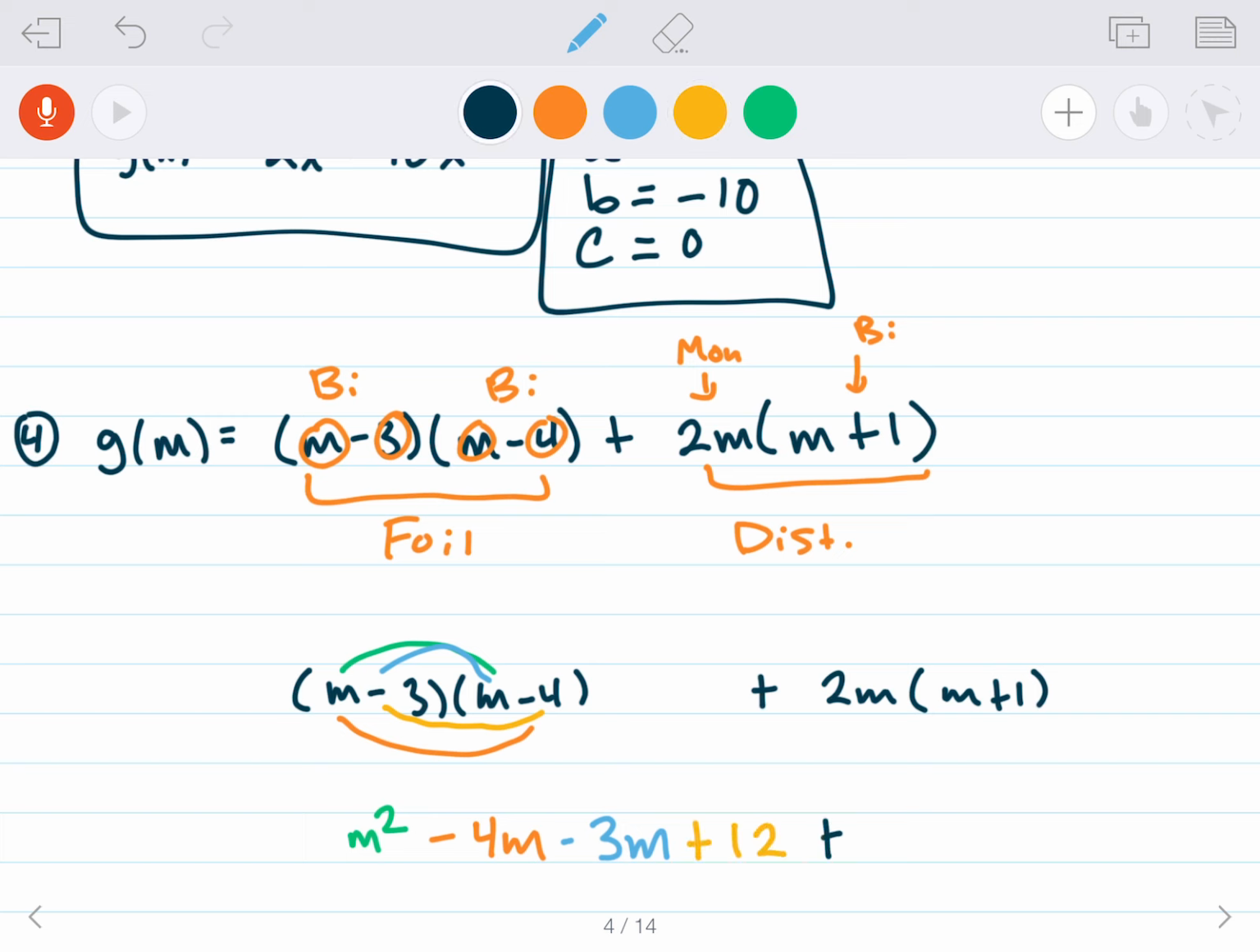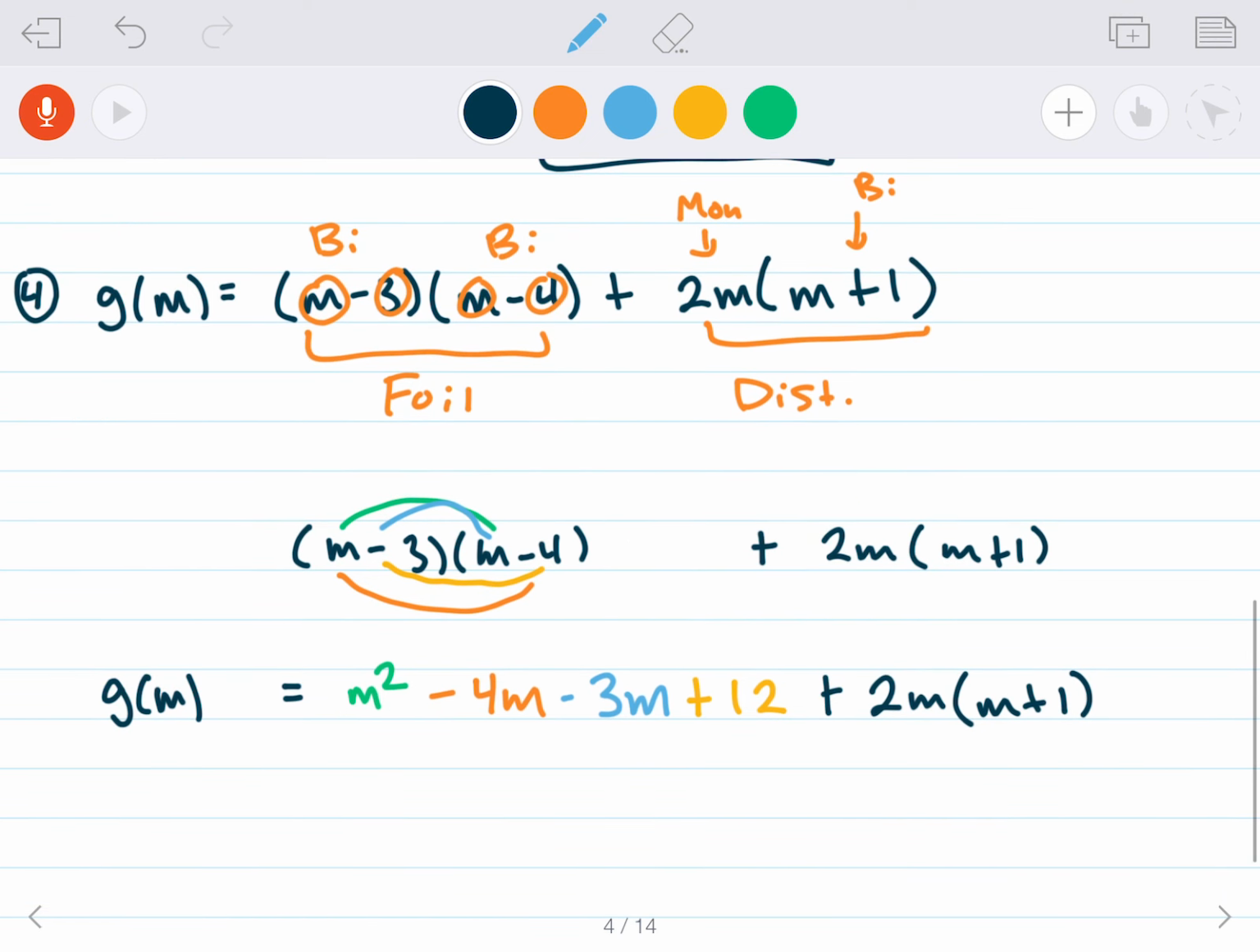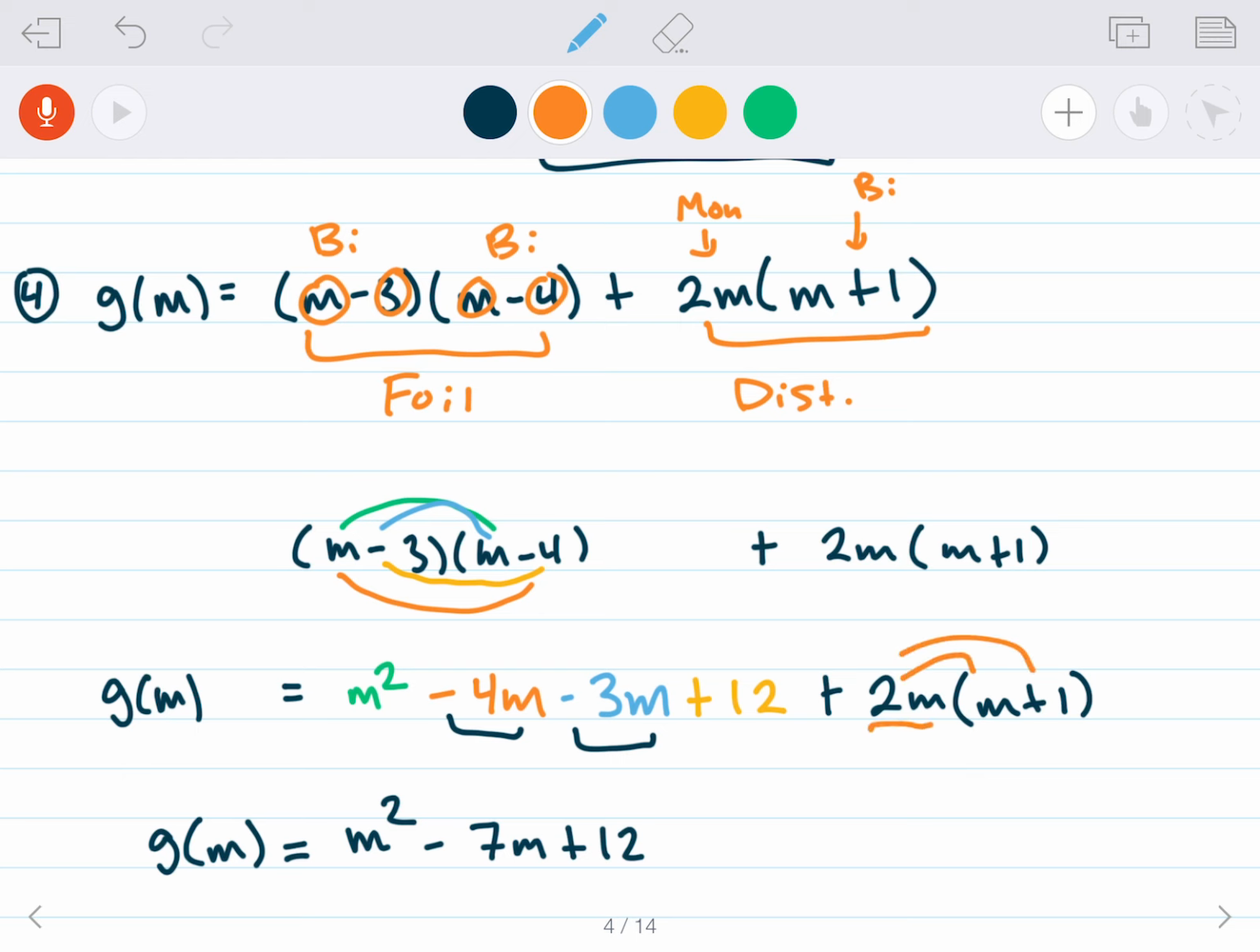Keep in mind we still have this plus 2m times m plus 1 to deal with, and this is equal to g of m. Okay, now I can clean this up right here. Negative 4m minus 3m, since those are like terms, that's going to give us negative 7m. And let's go ahead and distribute this 2m in there. So 2m times m is 2m squared, and 2m times positive 1 is a positive 2m.